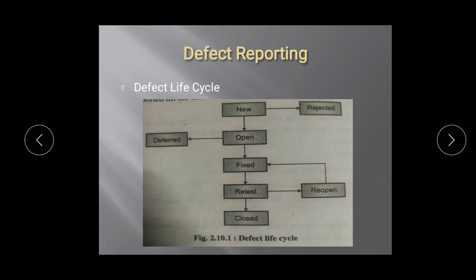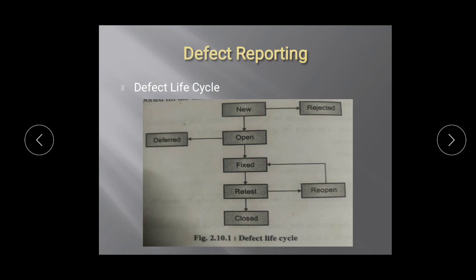Next is open. The newly logged defect is assigned to the development team for solving. The team will be appointed, and this is generally done by the project manager of the development team, who decides who is going to work on this open stage. In the open state, the developer goes through the defect to analyze it. To analyze what the problem is, the developer will go through the whole code.